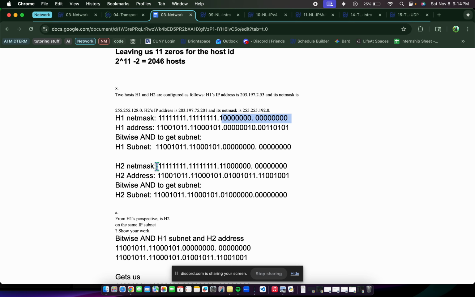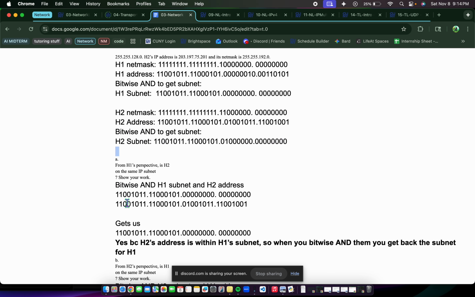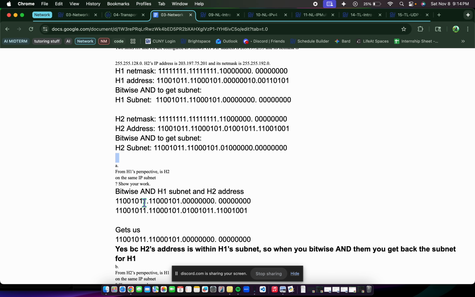So now I do the same for H2, right? H2 net mask, H2 address. I find the subnet. Now I can actually answer these questions. From H1's perspective, is H2 on the same IP subnet? Well, all I have to do is say, hey, is H2 on H1's subnet?